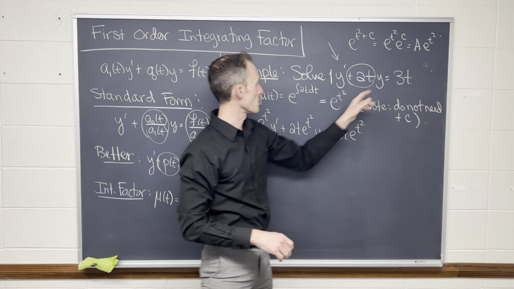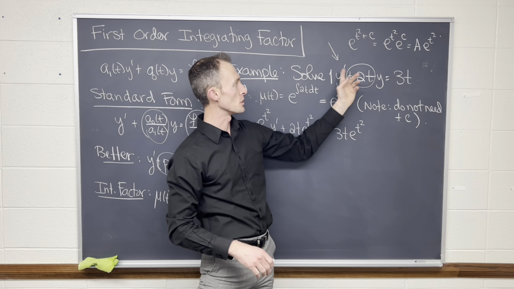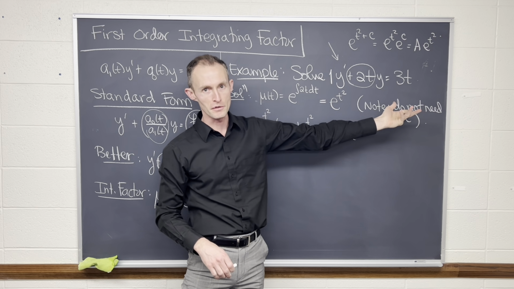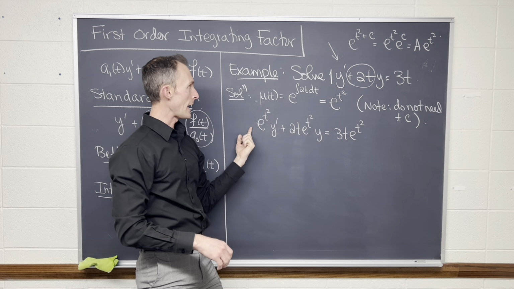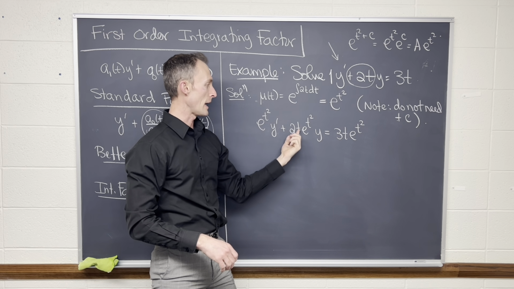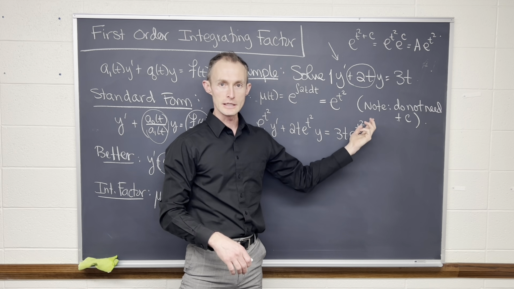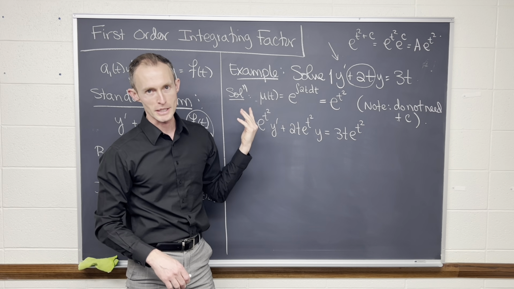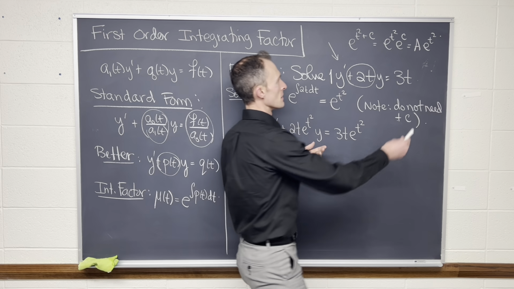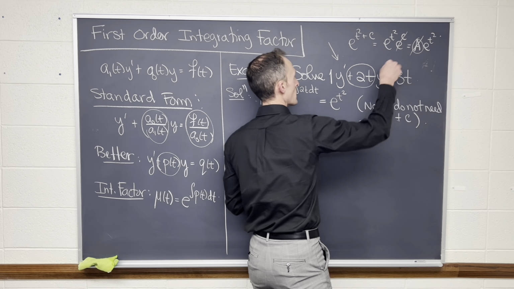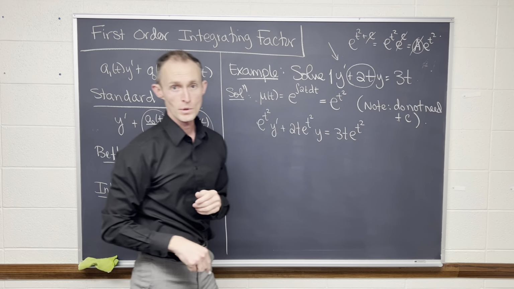Now look, what did I do with my integrating factor? I went to my ODE and I multiplied everything through by my integrating factor. So I would have had a e to the t squared y prime plus 2a t e to the t squared y equals a 3t e to the t squared. Well, I can just cancel a on both sides. So why do I need the a in the first place? I don't need that. So I don't need the plus c when doing integrating factors.